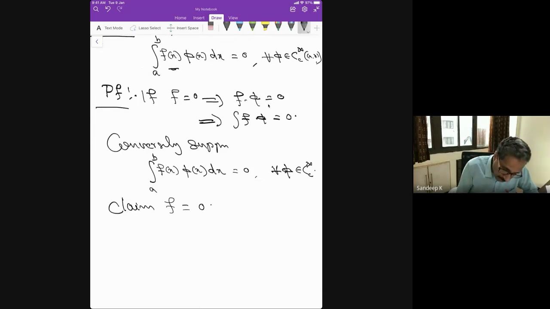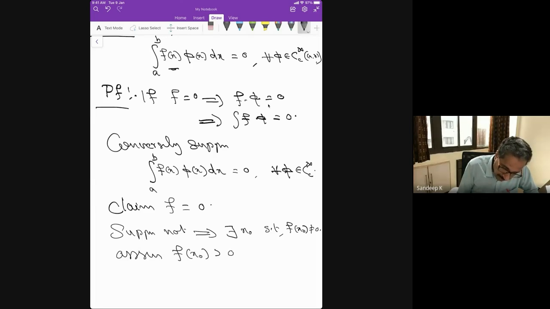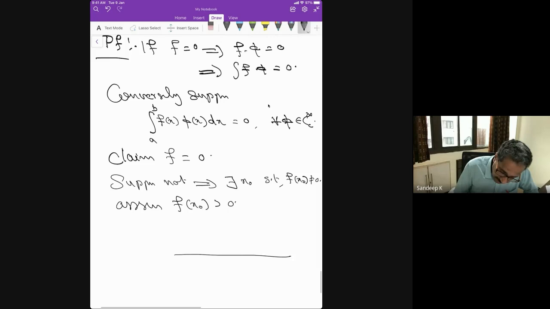I will assume that. So let's suppose not. Then this implies that there exists an x naught such that f(x naught) is not equal to zero. So let's assume f(x naught) is positive. Now I have an interval here, a and b, and a point x naught such that f(x naught) is somewhere here, it is positive.